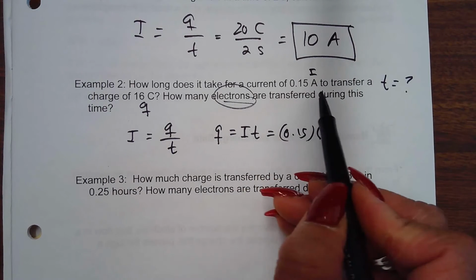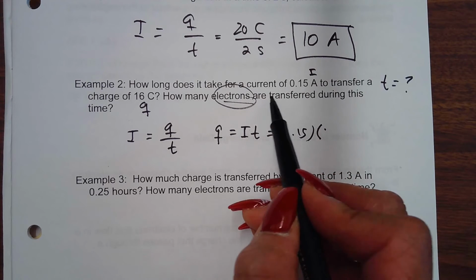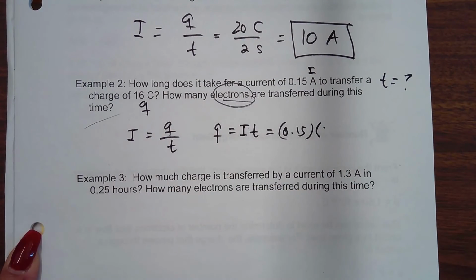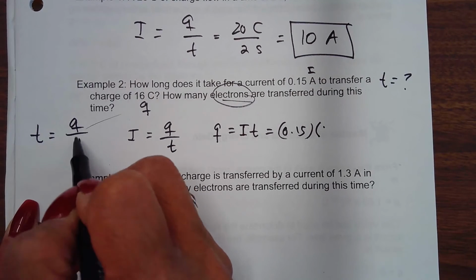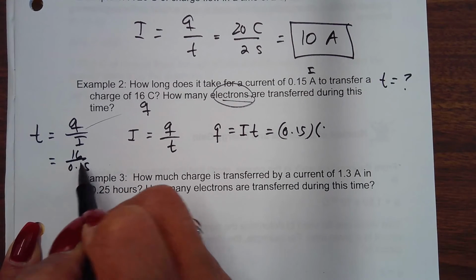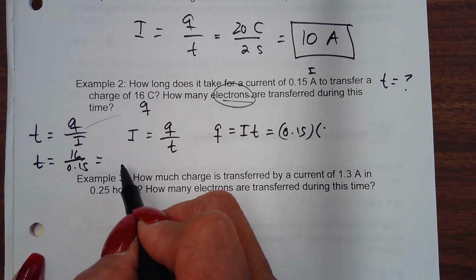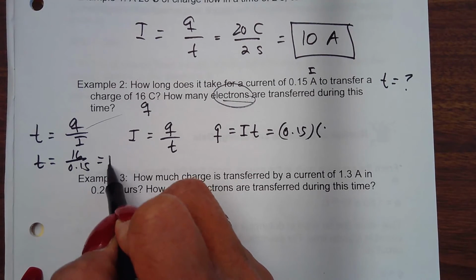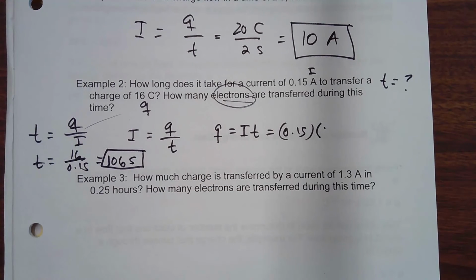Wait, hang on. You actually have, how long does it take? Okay, we have to calculate the time first. So this is actually 2 questions for example 2. Calculate the time, which is Q over I. Q is 16 over 0.15. What do you get? So the time is? I got 106. 16 over 0.15? Yeah. 106 seconds. So it's going to take that many seconds.